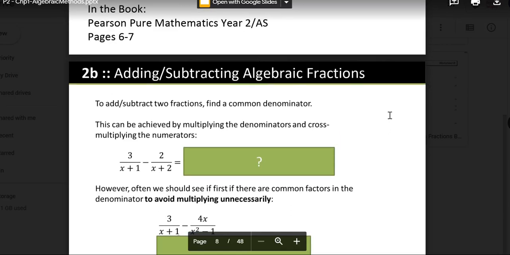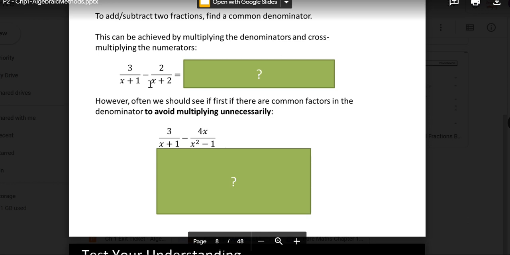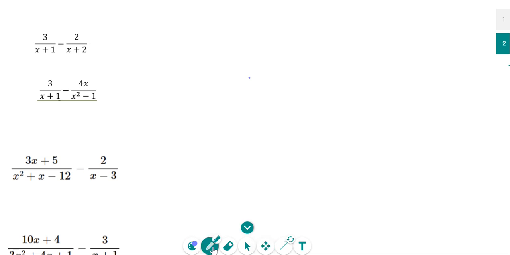So moving on to the next part then, which is adding and subtracting algebraic fractions. It's the same as you've done at GCSE really. Obviously, addition and subtraction signs instead of multiplying and dividing. We've got two quick examples. Let's just have a look.